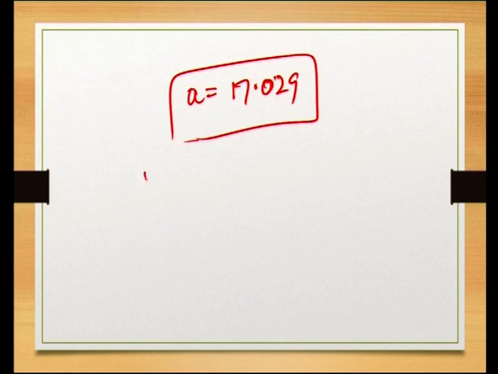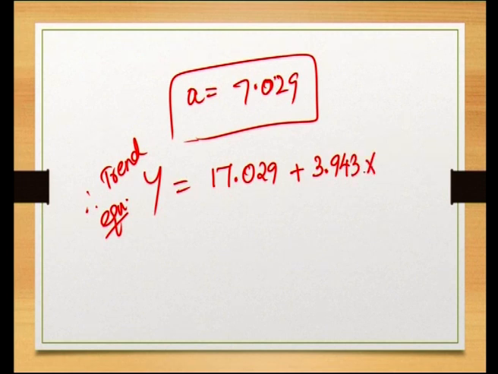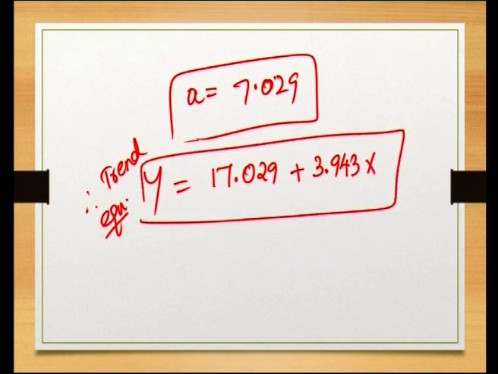So, the trend equation, therefore, is y is equal to a plus bx, that is 17.029 plus 3.943 x. We obtained the straight line trend for the given data.